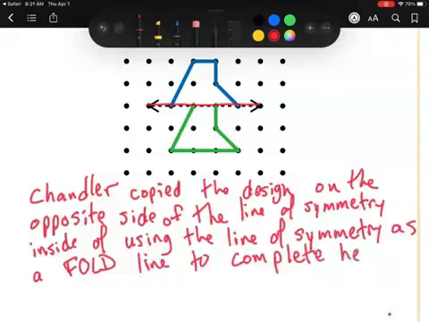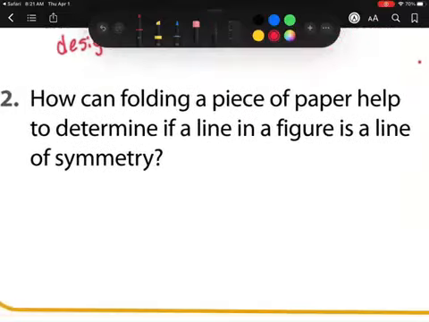To complete her design. So the key part, again, that line of symmetry is always a fold. So it should completely overlap, it should completely match, it should completely cover.